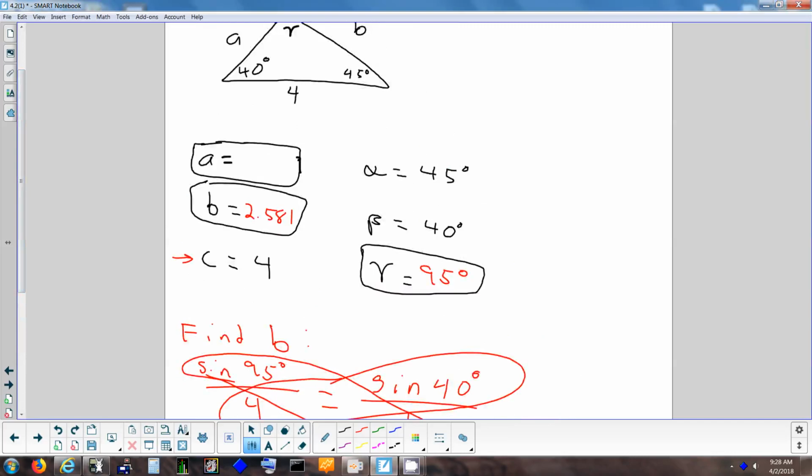Yeah. You don't have 90. I don't have a 90. This isn't a right triangle. It's close. So if you use Pythagorean Theorem, your answer will be close, but still wrong. So don't use Pythagorean Theorem. I know that alpha is 45, beta is 40. So A is a little bigger than B. Maybe it's like 2.6, 2.7. So that's roughly where I should be expecting my answer.